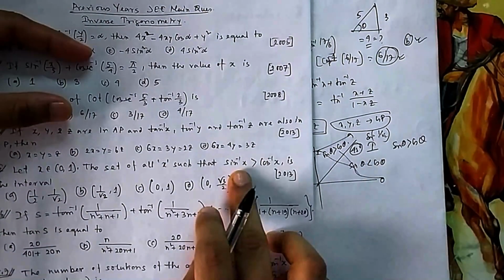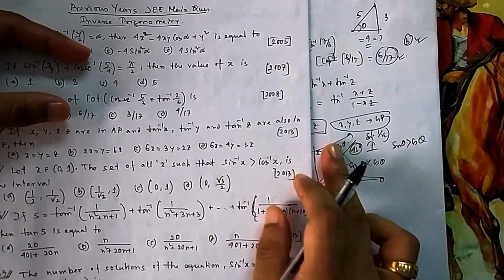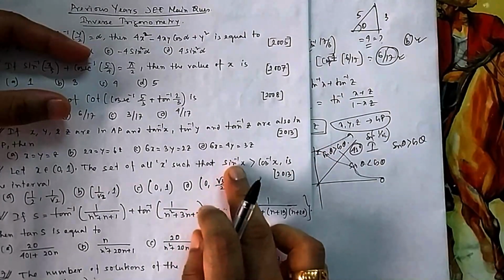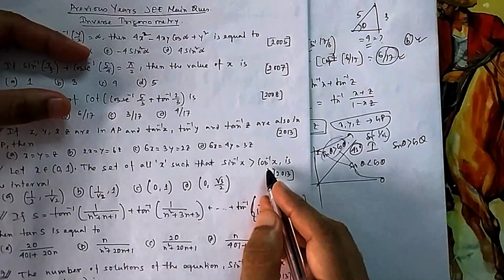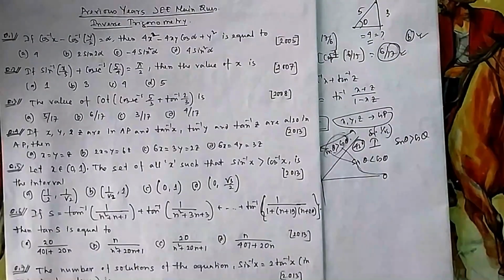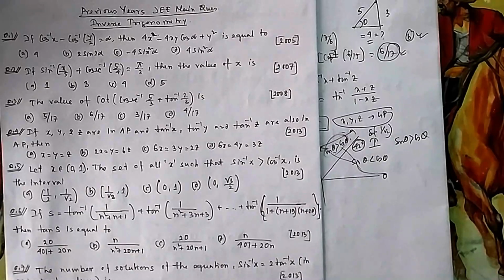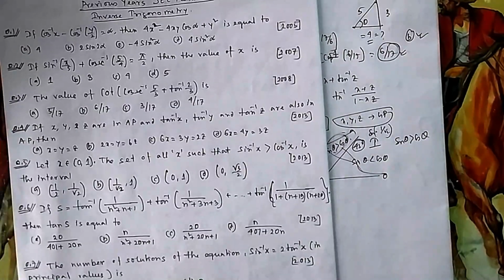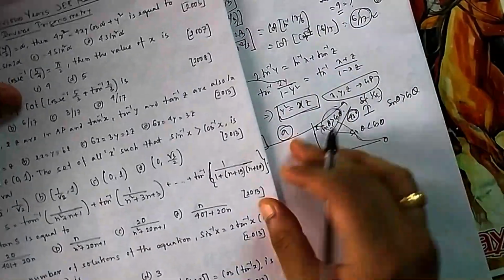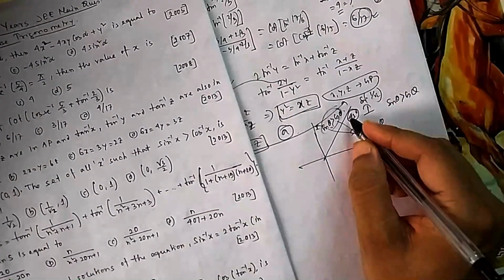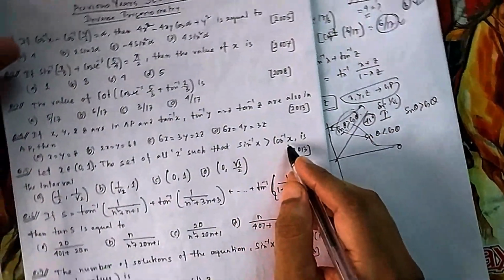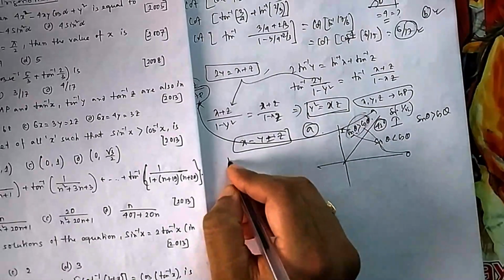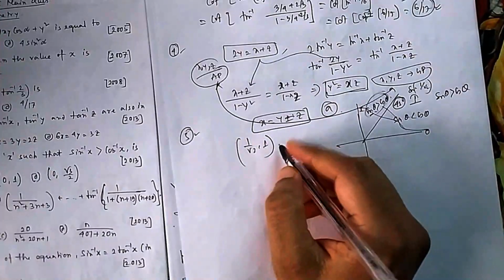So if your x is greater than 1 by root 2, you are going to an angle greater than 45. For any value greater than 1 by root 2, sine inverse will give you an answer greater than 45, and cos inverse will give you an answer less than 45 for the same value. Take one example, root 3 by 2, which is greater than 1 by root 2. Sine inverse gives 60, but cos inverse gives 30 degrees. So the value would be 1 by root 2 to 1. If you go in this zone, then your sine inverse angle will be more. So that is your option B.